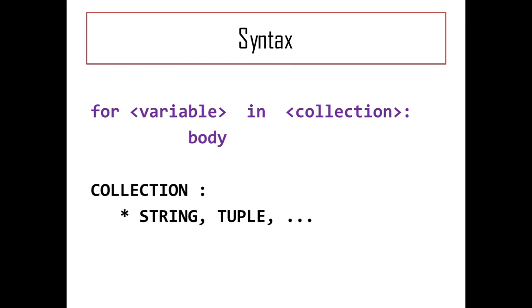The syntax of for loop is like this. For is a keyword, in is a keyword, and there is a variable which will be pointing to elements present in the collection. It will start pointing from one data up to the last data, and there is a body of this for loop, and how many times the body will be run depends upon the number of elements present in the collection. A collection can be a list, a string or a tuple, anything which is a collection of data.